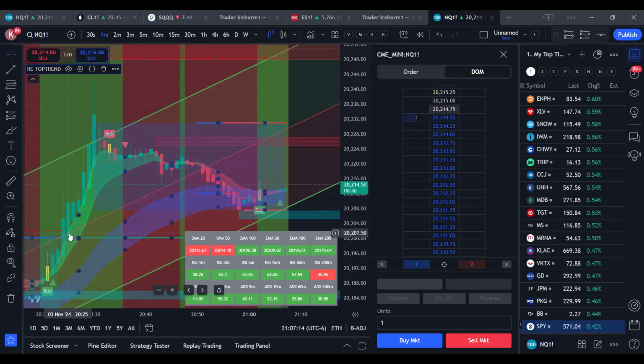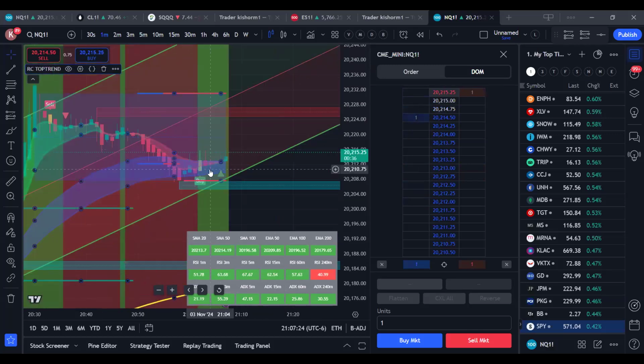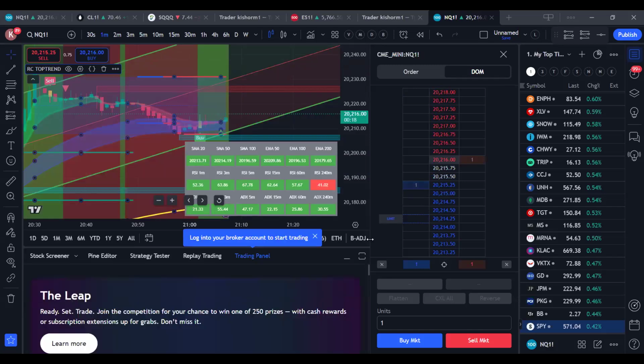So overall NQ, ES, right? Your clouds, this is blue, this is green. Your background is green. That means very bullish. Again here also your day trading cloud is blue. Your scalping cloud is green. You have a green background. Your RSI 1, 3, 5, 15, 60, your ADX is completely green. Your SMA, CMS are completely green. So overall, it is looking bullish.